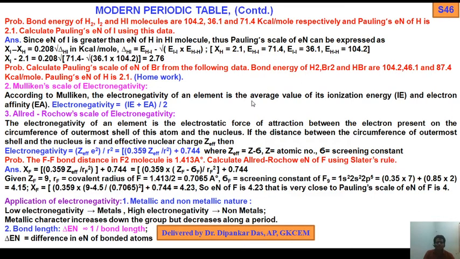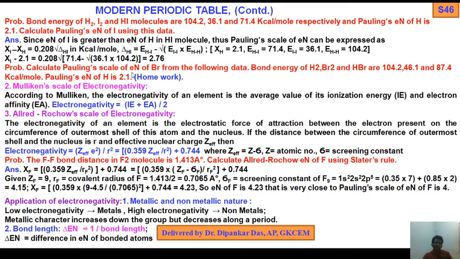Okay, so we get the value 2.76, which is very close, because we know 2.5. So chi I, the electronegativity of iodine, calculated from this data is 2.76. Okay. So next problem: calculate the Pauling scale of electronegativity of bromine.